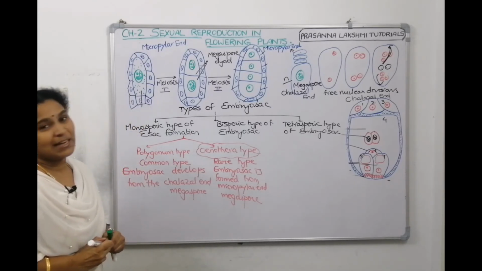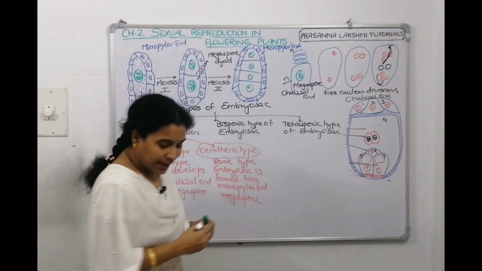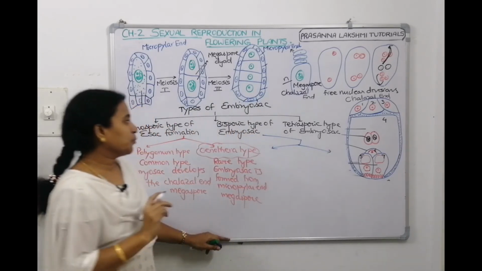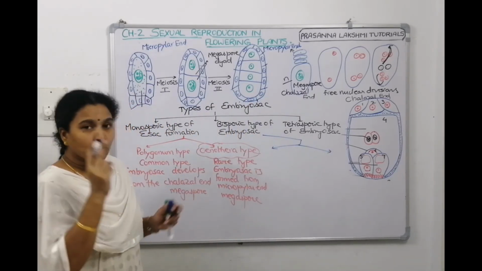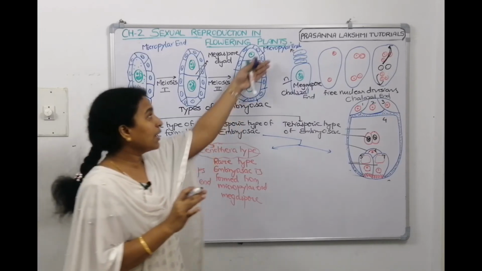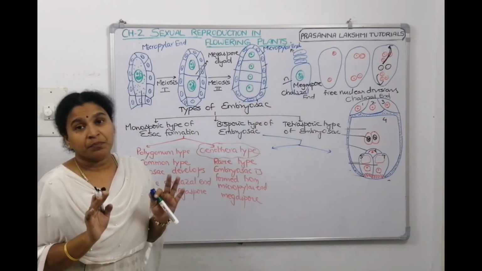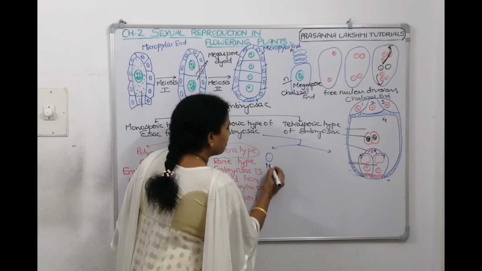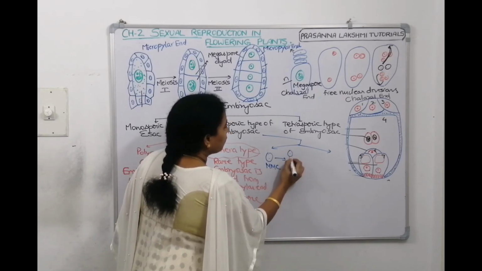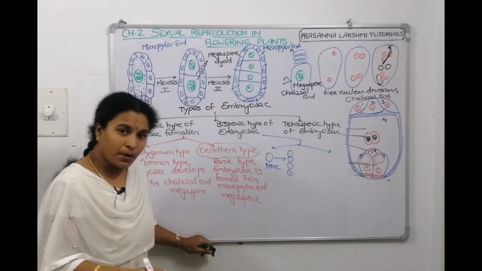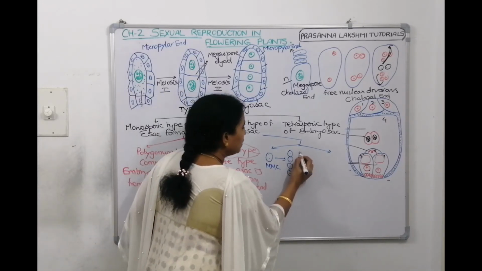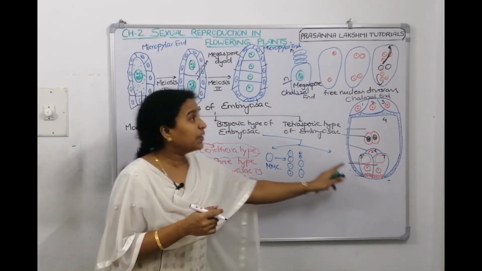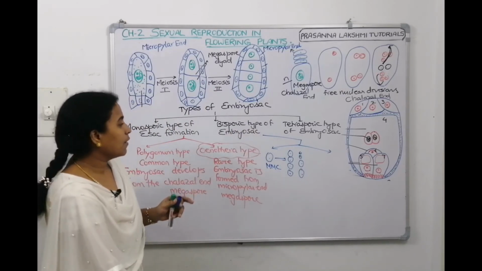Now, coming to the bisporic type of embryo sac formation. What do you mean by bisporic type of embryo sac formation? In bisporic, 2 megaspores will remain functional. 4 are there. Out of 4, only 2 will degenerate, and 2 will remain functional. So 1 megaspore mother cell has undergone meiotic division to form 1, 2, 3, 4 megaspores. These 2 degenerated, these 2 remained functional. From these 2, if you are getting the embryo sac, then that is called bisporic type of embryo sac formation.